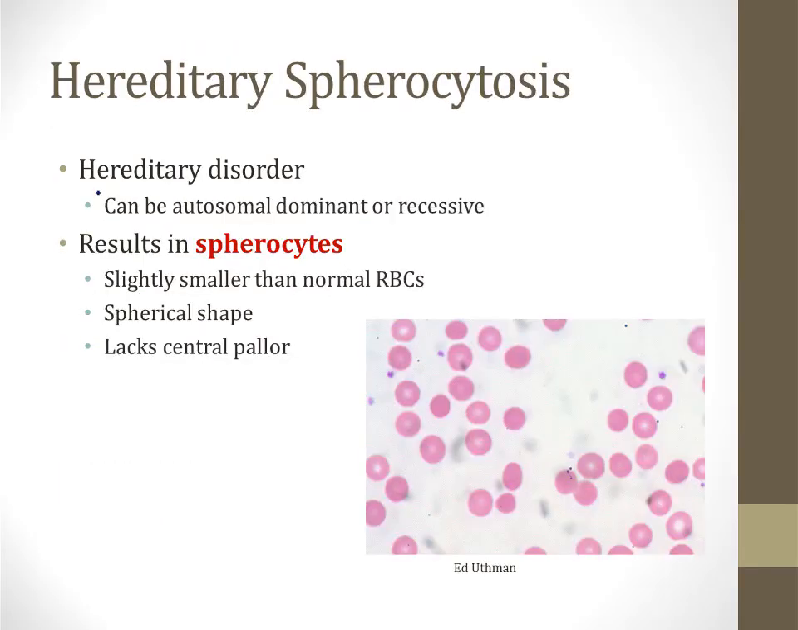Our final intrinsic cause of hemolysis that we'll discuss in this module is called hereditary spherocytosis. This is a hereditary disorder, as the name implies. It tends to run in families. It can be autosomal dominant or recessive, and it results in the formation of spherocytes.